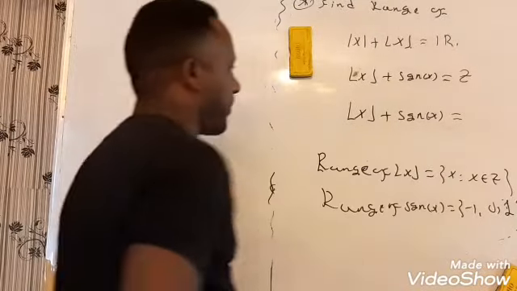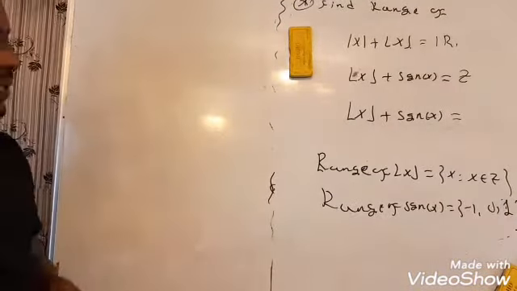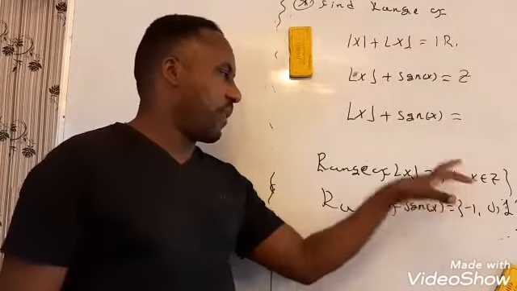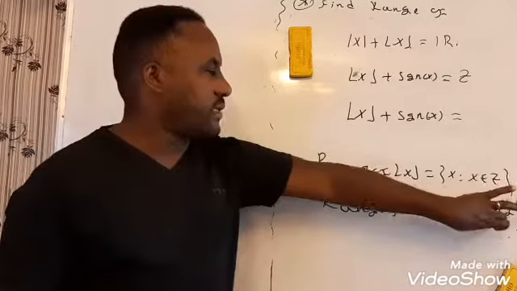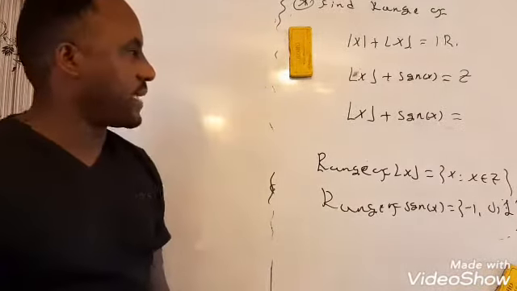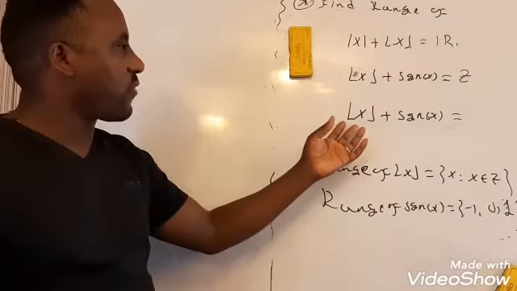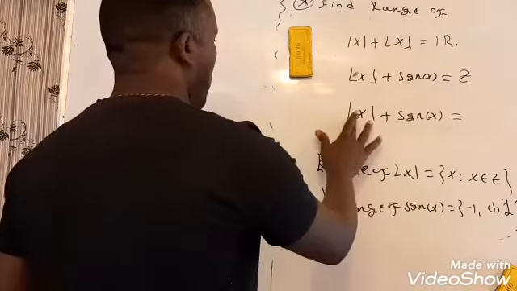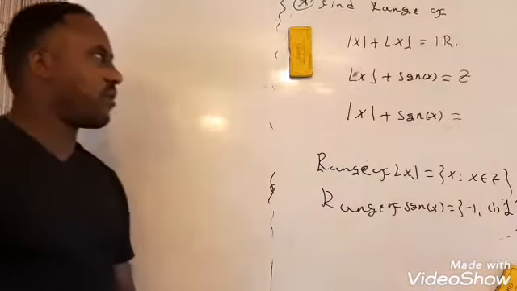Because the range of this is an integer, for any real number the result is always an integer. Now take the floor of x plus the signum of x, and also the modulus of x plus the signum of x.